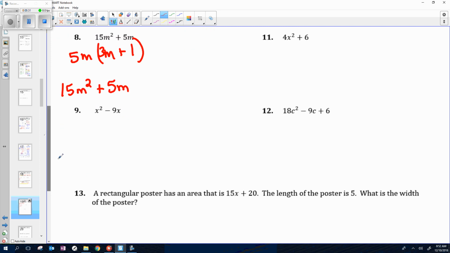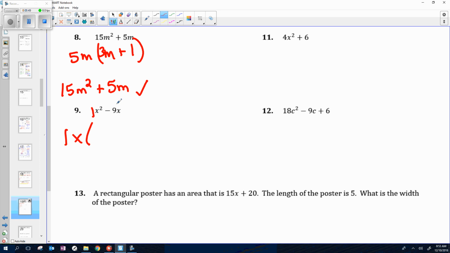Down here at question 9, I have an x squared minus 9x. Looking at those numbers, I have a 1 out in front. 1 and negative 9 just have a 1 in common. x squared and x have an x in common. So a 1x is going to be my greatest common factor.